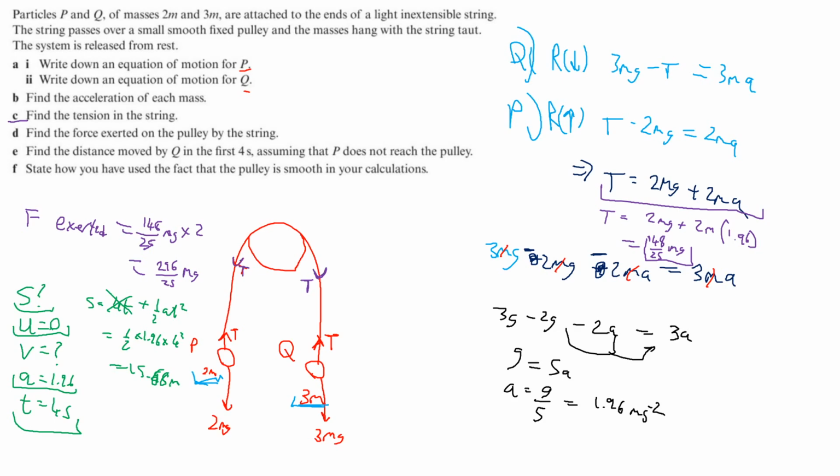And the final question, what does it mean if it's smooth? It means there are no frictional forces, okay? There's no friction. If this is T, there's no resultant force going backwards, and likewise on the other side, okay? That's all there is to it.